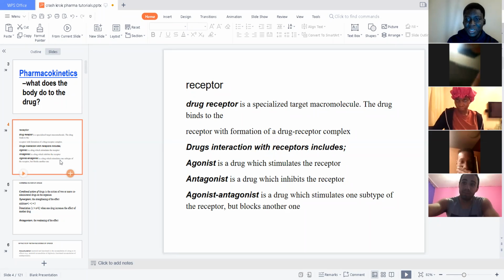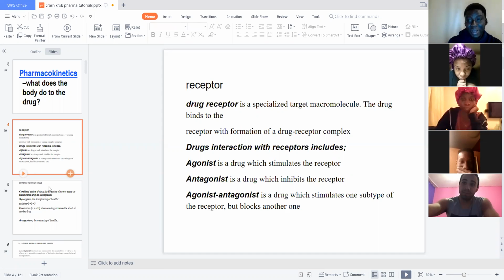An agonist is a positive effect, while an antagonist is a negative effect. An agonist increases the action of that receptor, while an antagonist inhibits it. A drug that is both agonist and antagonist has both effects, so it's both positive and negative.